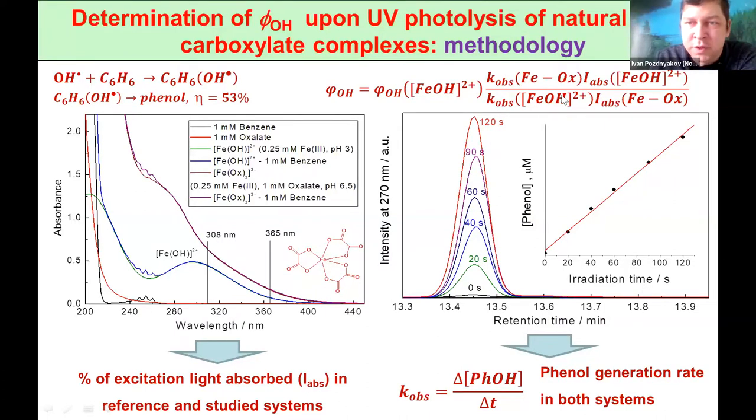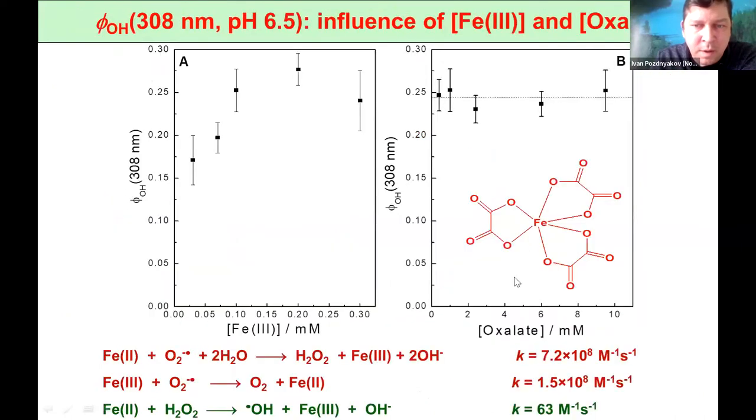So you obtain all these parameters in this formula, and with the known quantum yield of OH radical generation in the reference system, you can calculate the unknown value for your system. Okay, these are the results for the iron oxalate system. Two dependencies: how quantum yield depends on the ligand concentration, and how quantum yield depends on the concentration of iron. So you see the values are rather high.